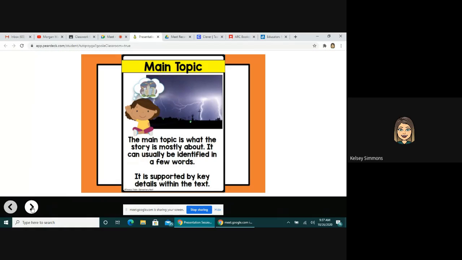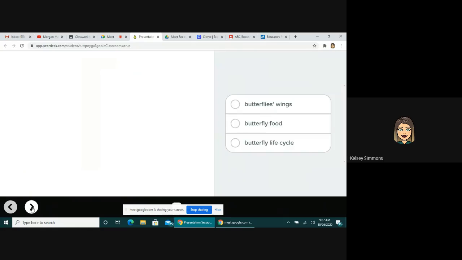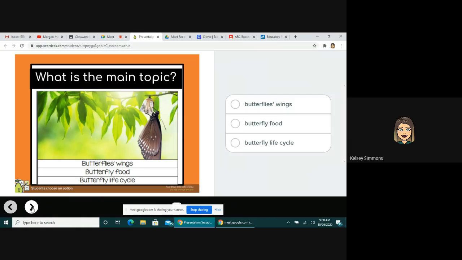And then we have a new lesson, a new topic. So it says main topic. A main topic is what the story is mostly about. It can usually be identified in a few words. It's supported by key details within the text. So if we take a look at this picture, what is the main topic? What is this picture showing you?